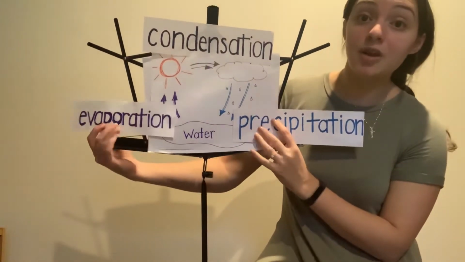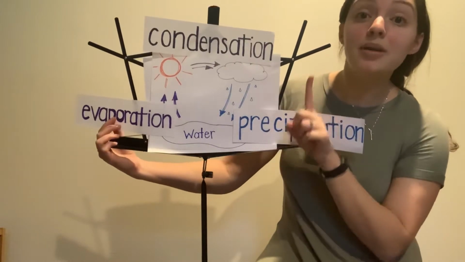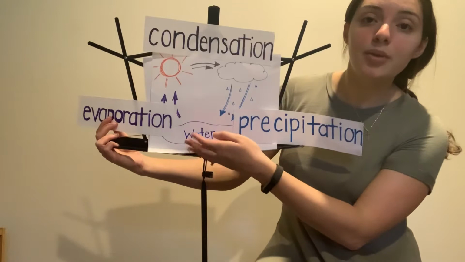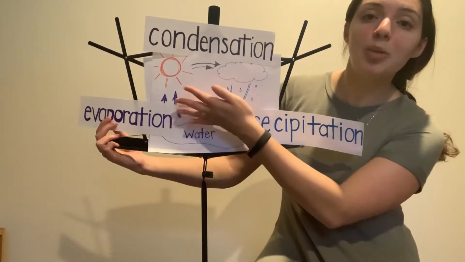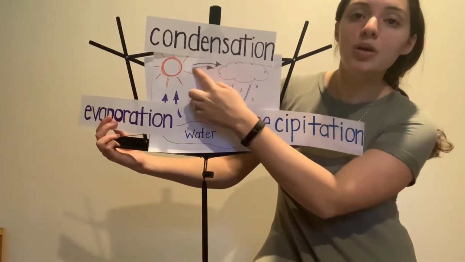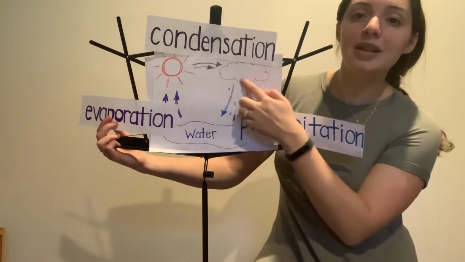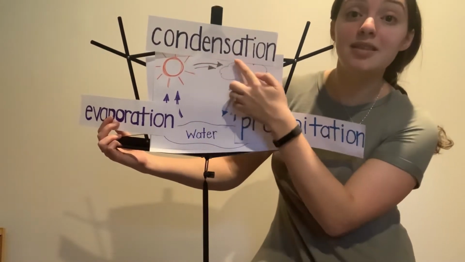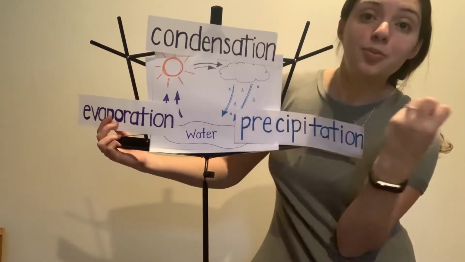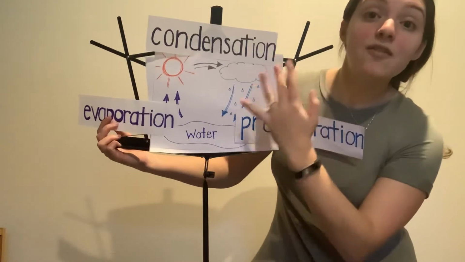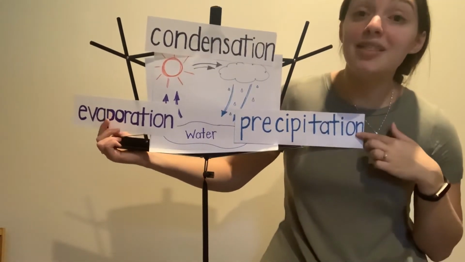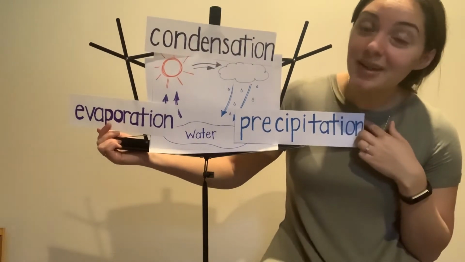So first, water goes up into the sky with evaporation. The sun makes the water droplets evaporate. They go up. Then the water droplets form together as a cloud, and this is condensation. Then the water joins together and gets really heavy and falls out from the cloud, and this is precipitation. And that is the water cycle.